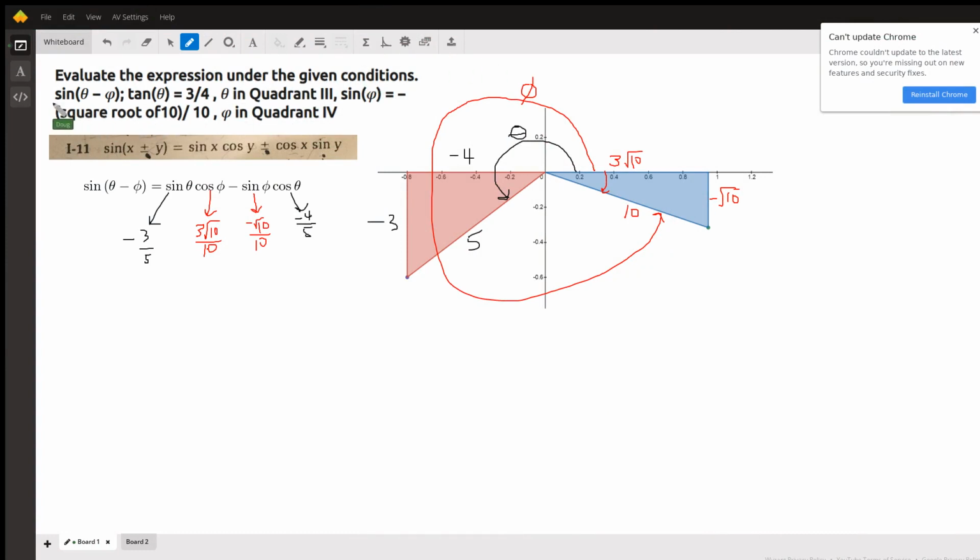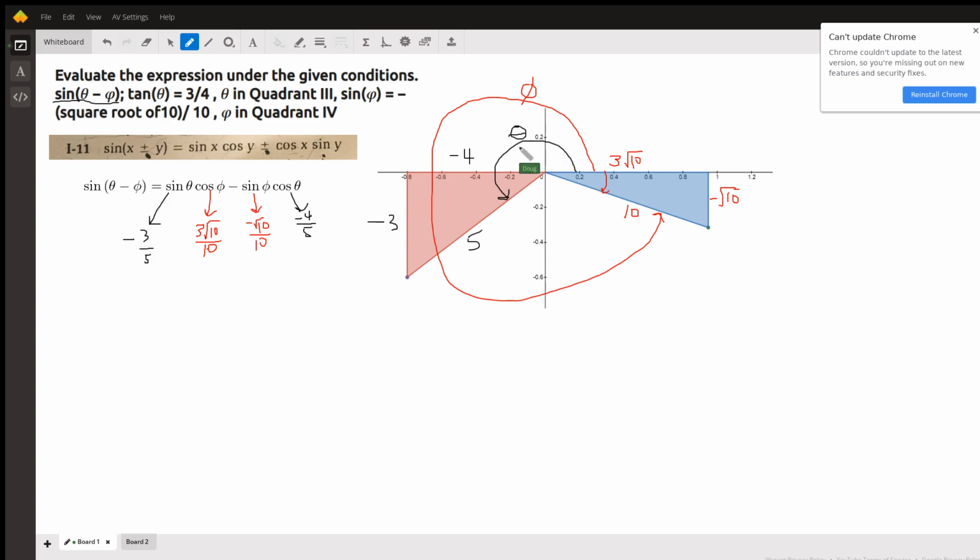Okay, we're supposed to evaluate the sine of theta minus phi given these conditions: that the tangent of theta is 3/4, that theta is in quadrant 3, that the sine of phi equals negative square root of 10 over 10, and that that angle is in quadrant 4. So here's a picture of what's happening.